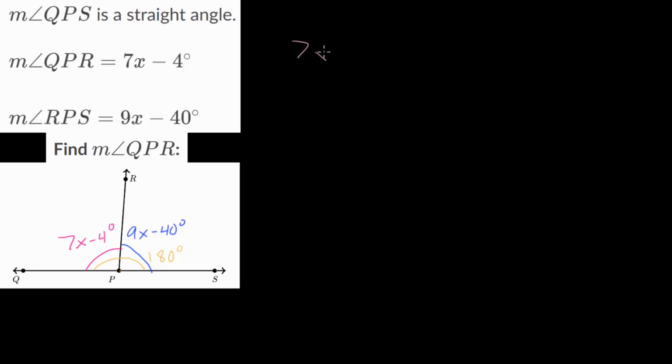We have that QPR, which is 7x minus 4 degrees, plus this angle RPS, this 9x minus 40 degrees, that all of this is equal to this straight angle QPS, which we know is 180 degrees. And from here, we can just solve this one variable linear equation for x. And once we figure out what x is, since we need to figure out what QPR is, this angle here, we can just plug in whatever our x value is and then evaluate that expression.